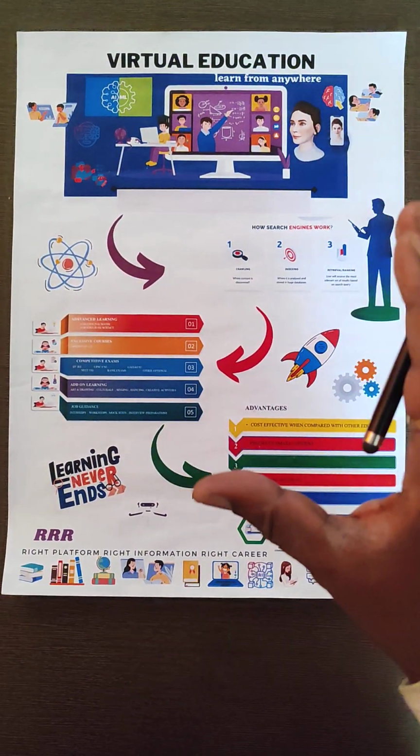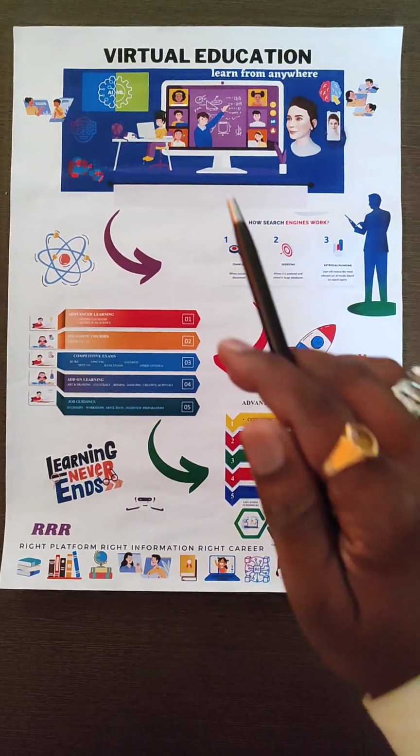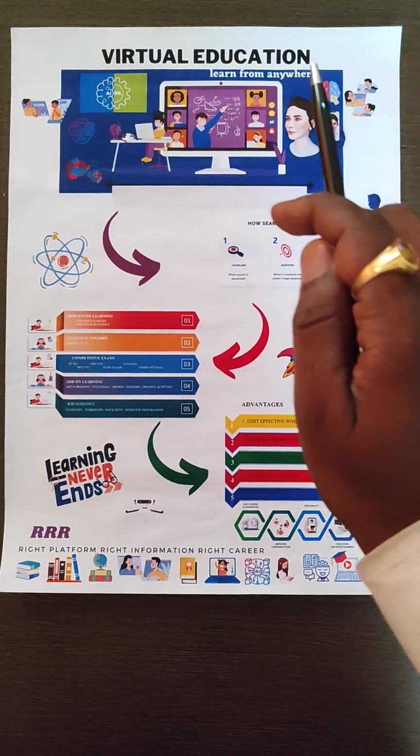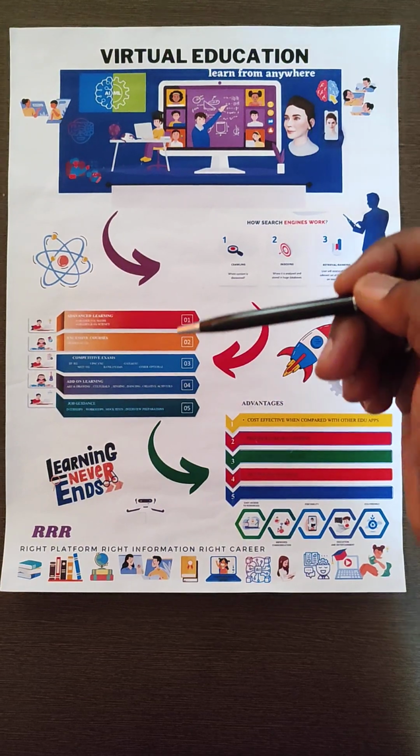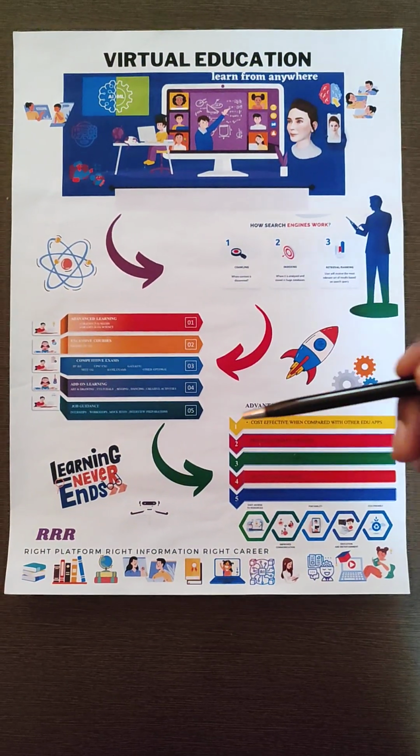The main theme or the idea or the title of your poster should be clearly mentioned in text. Other than that, everything can be in the form of images, flowcharts and diagrams like this.